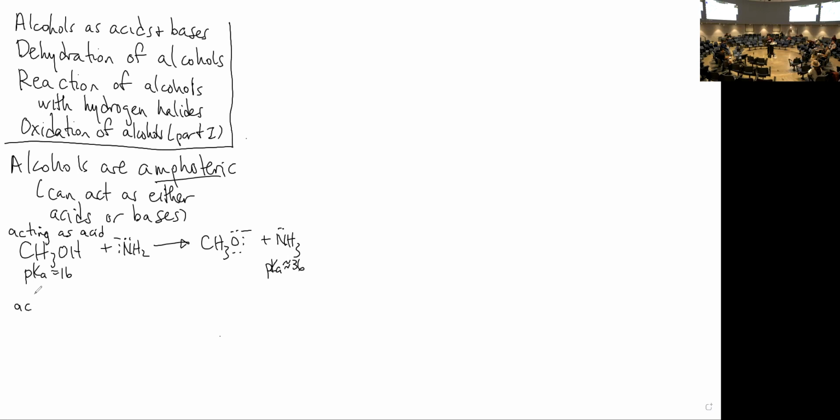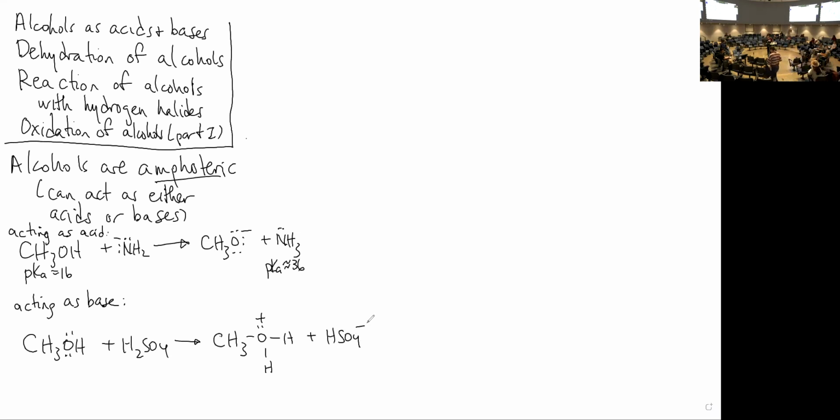And what about an example of an alcohol acting as a base? Well, we could take our methanol again. And again, I'm just using methanol as an example. I could have picked any other alcohol. And you treat it with a really strong acid, something like sulfuric acid. Well, you'll get, let me even put in my lone pairs just for clarity, the conjugate acid of methanol and the conjugate base of sulfuric acid, which is the bisulfate ion.